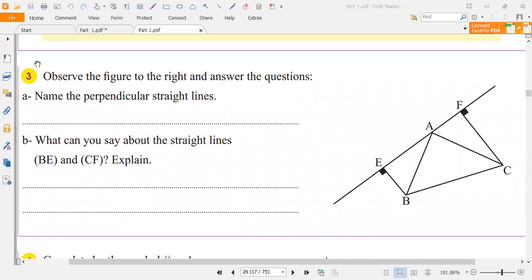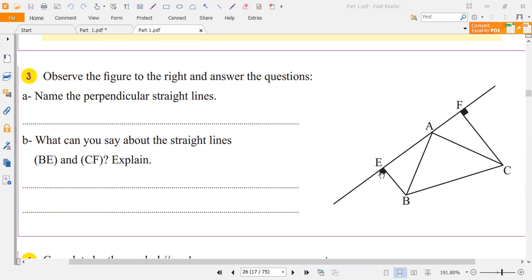Hello, in this video we will do exercise 3, page 26. Observe the figure to the right and answer the questions. Part A, name the perpendicular straight lines. Perpendicular. Let's look at the figure.